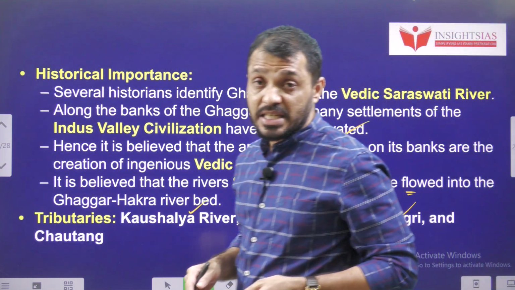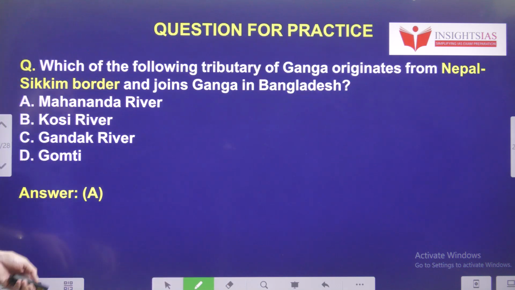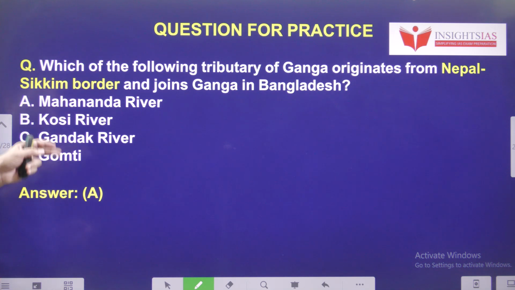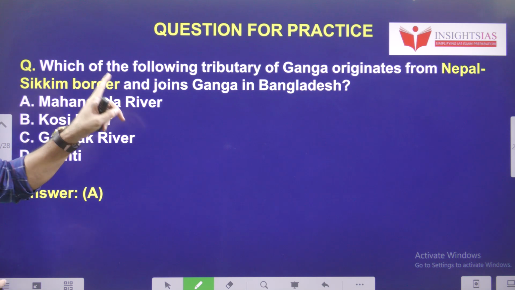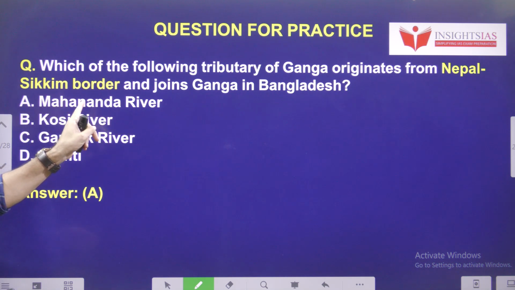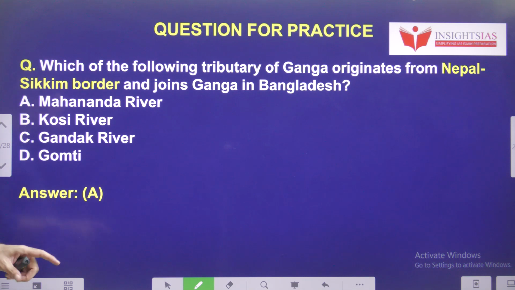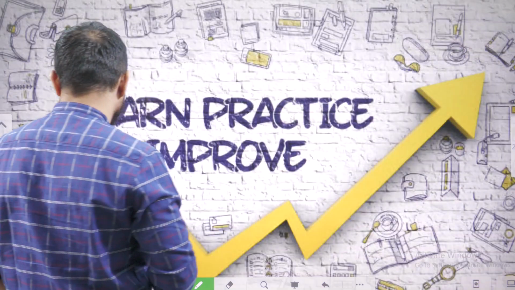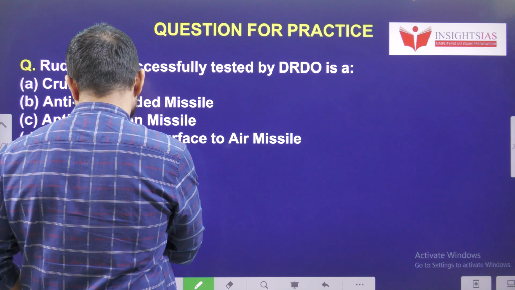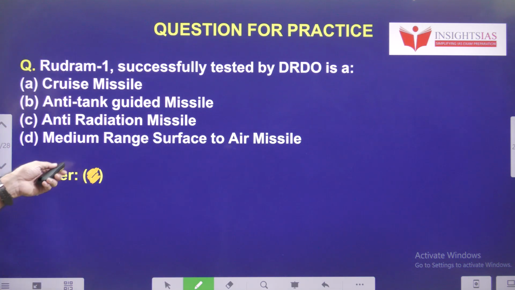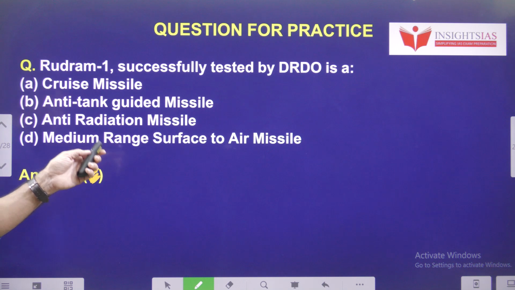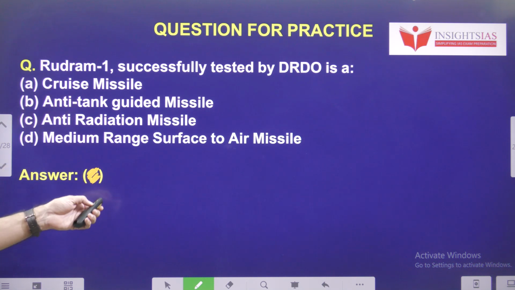Now let's see yesterday's video MCQ. Which of the following tributaries of Ganga originates from the Nepal Sikkim border and joins Ganga in Bangladesh? Mahananda River. Mahananda River is the one. This is the tributary of Ganga that originates from the Nepal Sikkim border and joins Ganga in Bangladesh. Very, very important. Next, today's MCQ. Rudram 1, successfully tested by DRDO, is what? It is related to what?